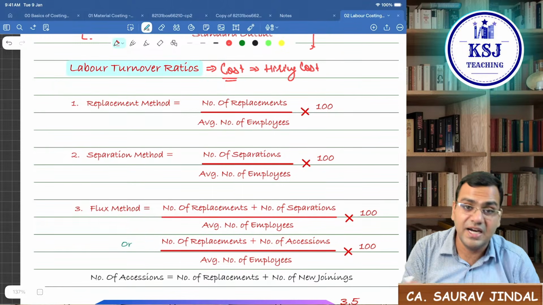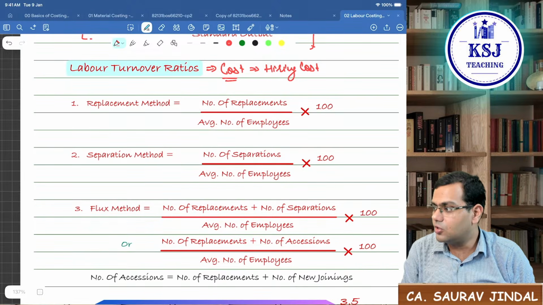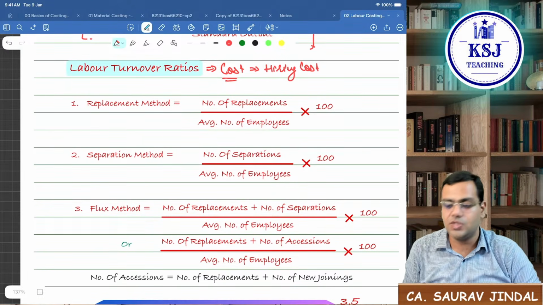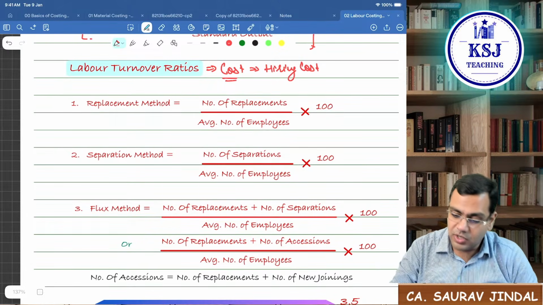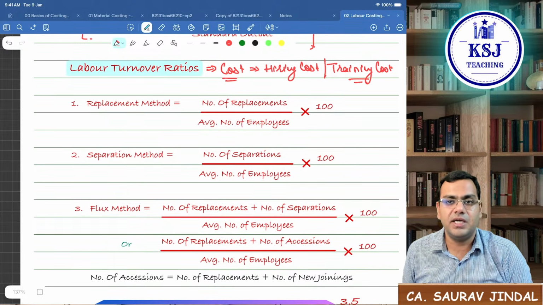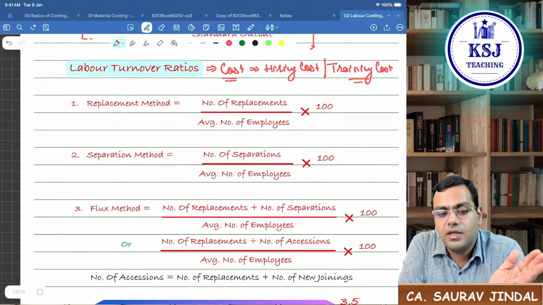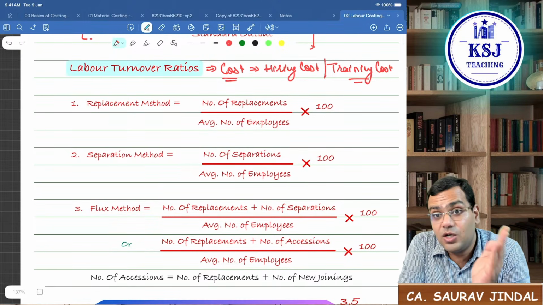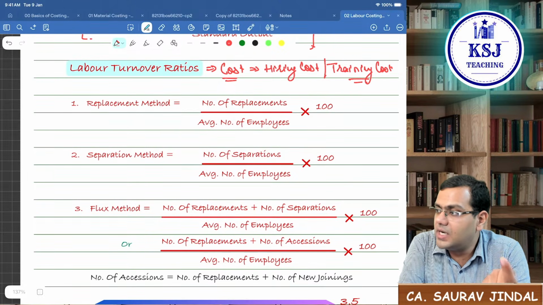Hiring cost. Every time you will have to hire new employees. For hiring the new employees, there will be a recruitment drive. You will have to give the advertisement in the newspaper. So hiring cost will be there. After that, when you are hiring the new employees, the training cost will be there. So it is very important for a company to know what the labor turnover is. Is it too high? Too high means the labor is leaving our place very frequently, right?